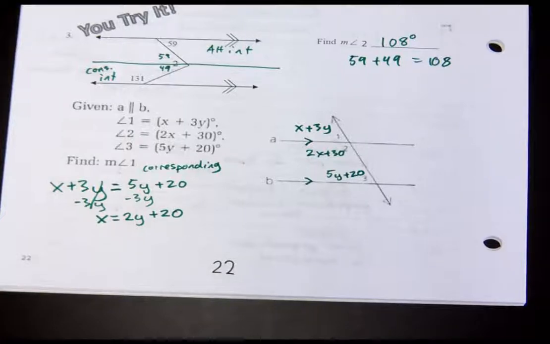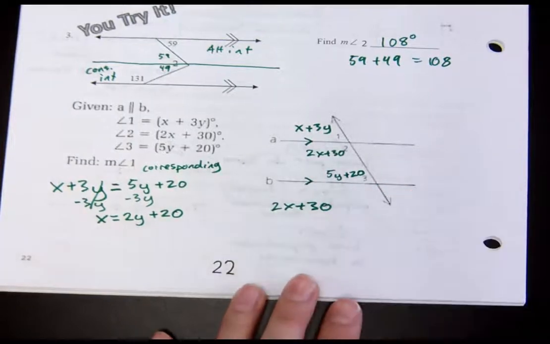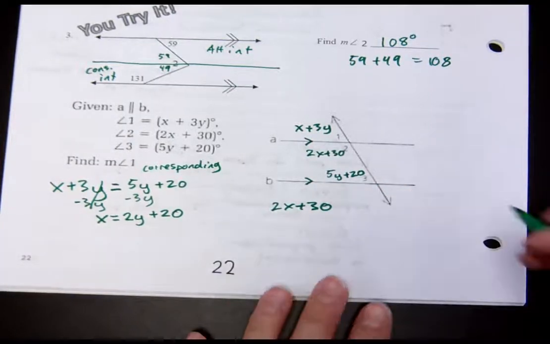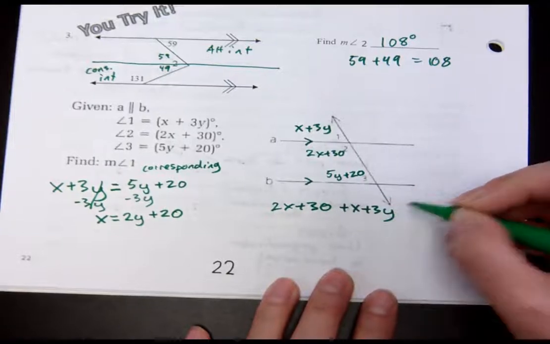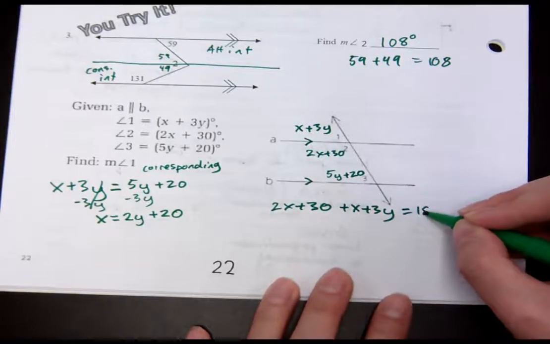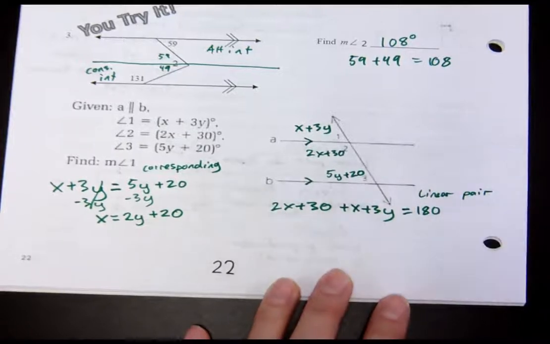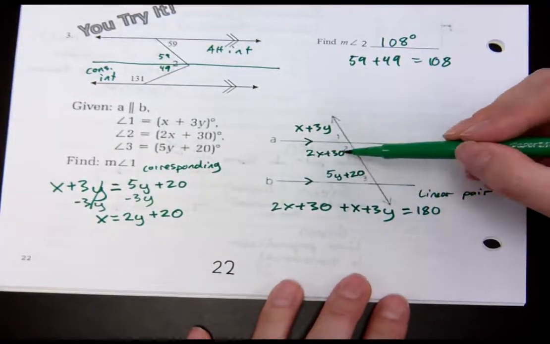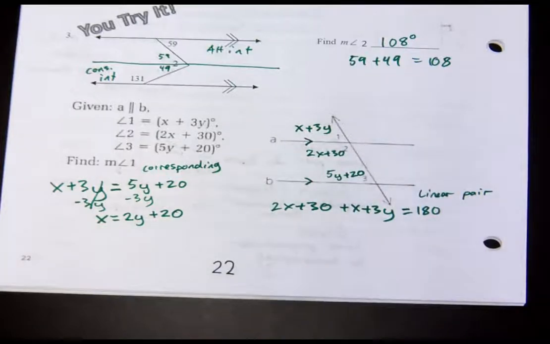What other equation could I write from here? 2x plus 30, and then what? Plus x plus 3y. Plus x plus 3y equals 180, because that's a linear pair. Okay. I also could have written one saying 2x plus 30 plus 5y plus 20 equals 180, because those are consecutive interior. So there's 3 options there. I only need 2 equations, so I'm not going to write the third one.